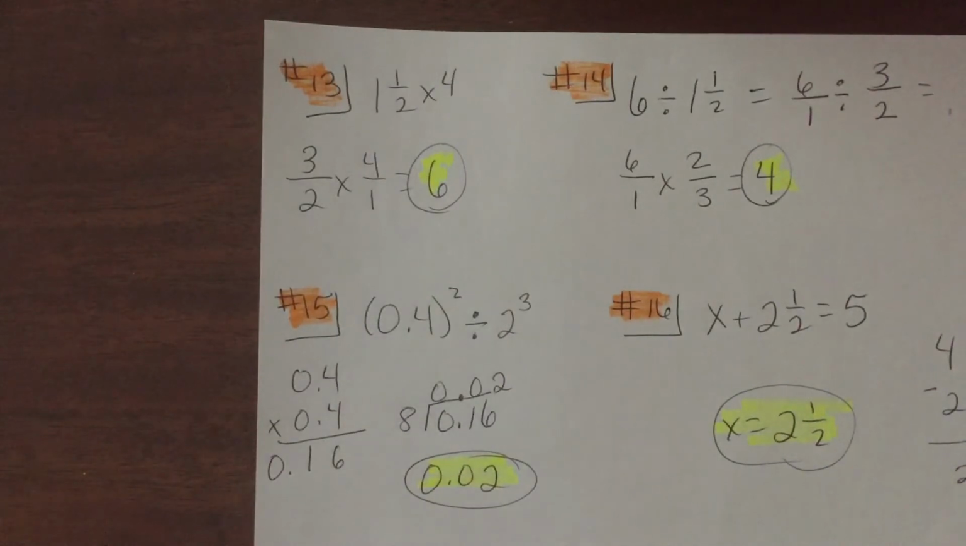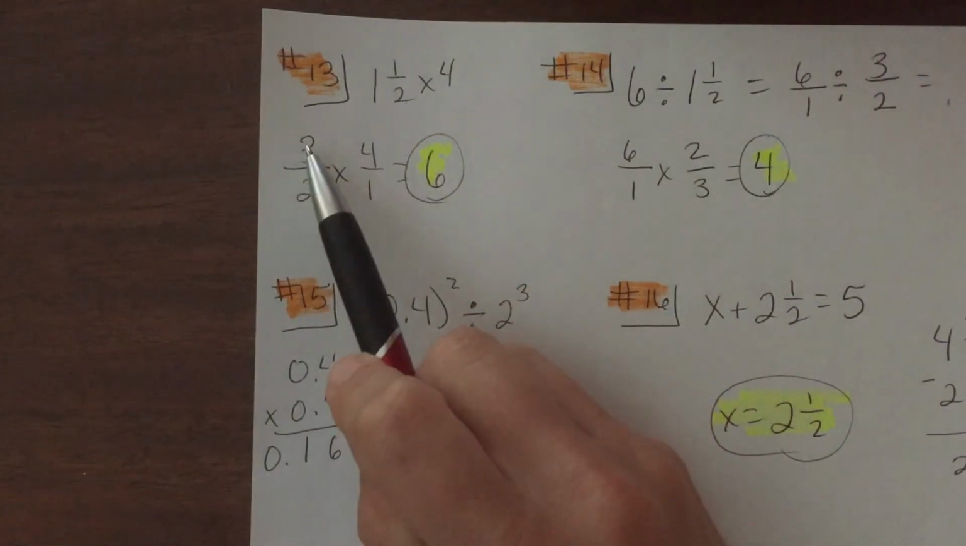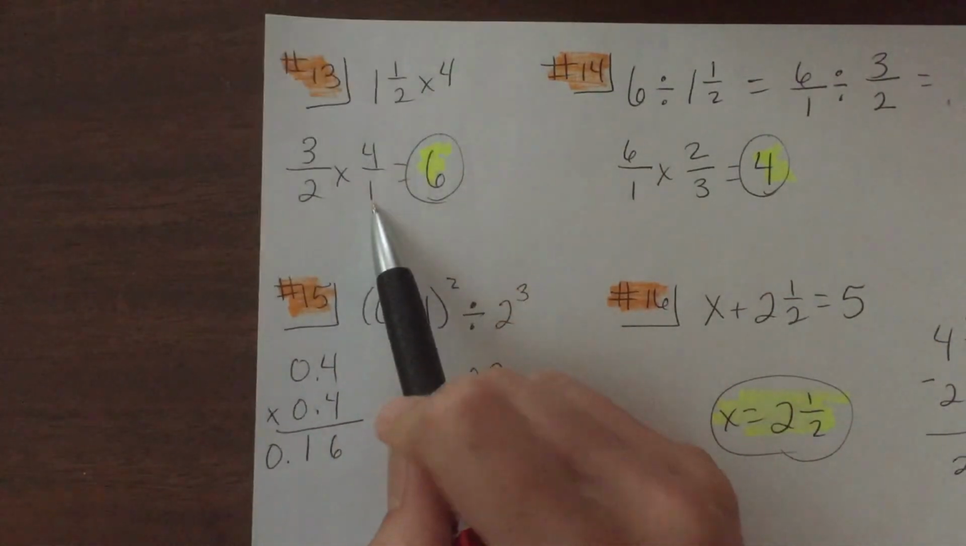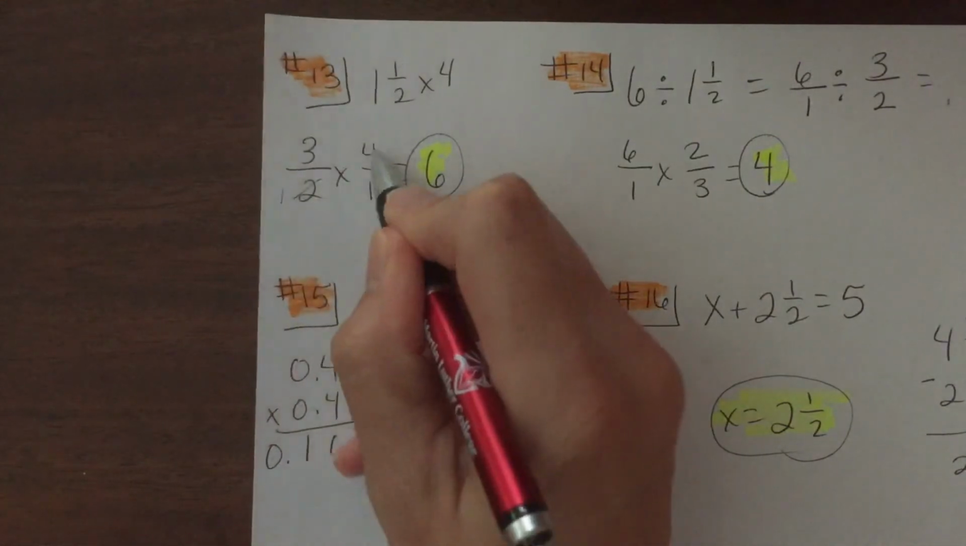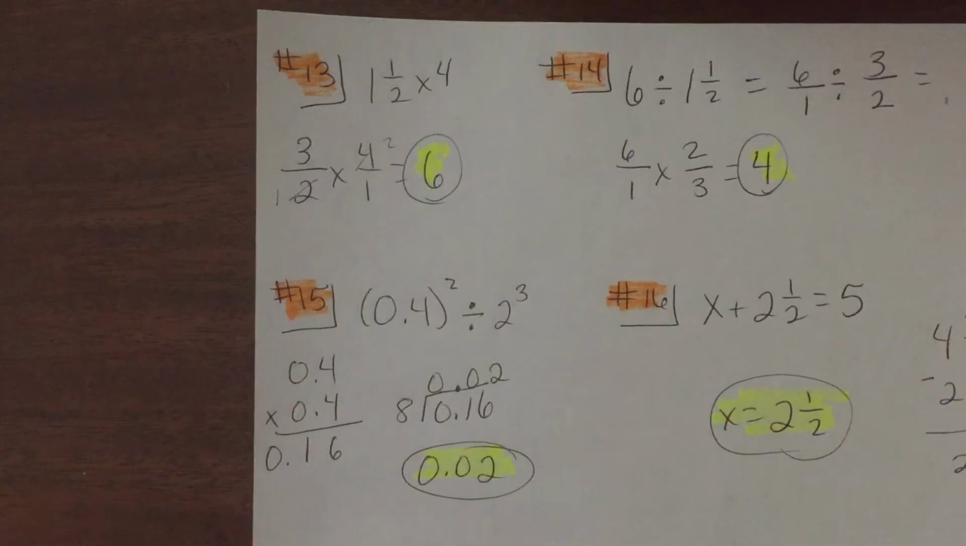Number 13. 1 1/2 times 4. So I need them both to be fractions. So 1 1/2 turns into 3/2 times 4/1. This will reduce: 1, this becomes 2. 3 times 2 is 6/1, which reduces to 6.